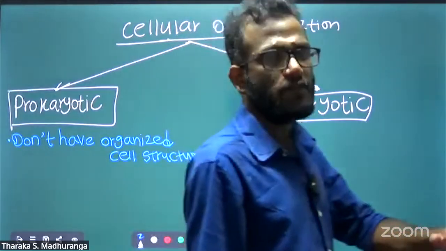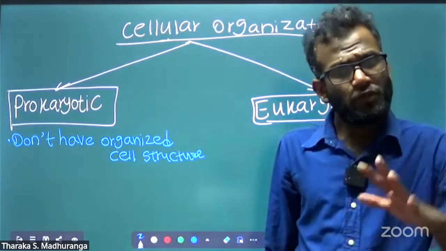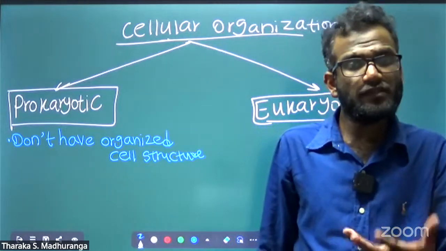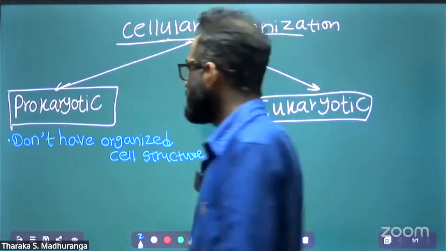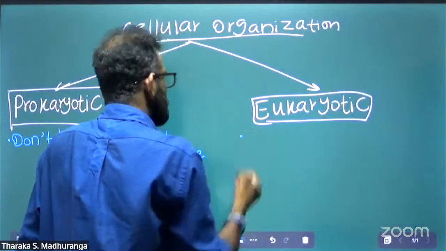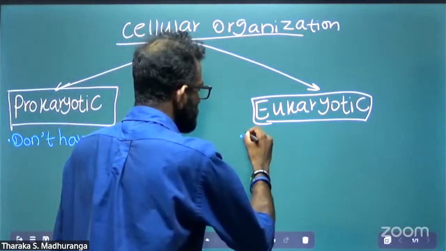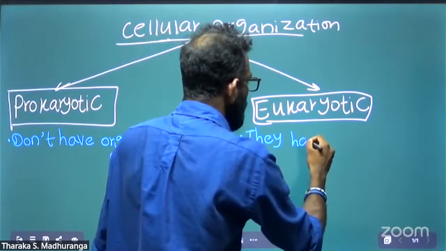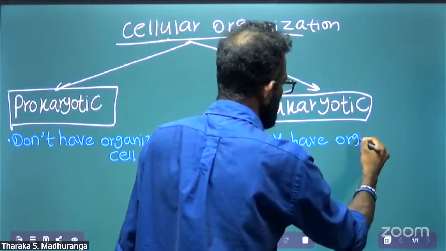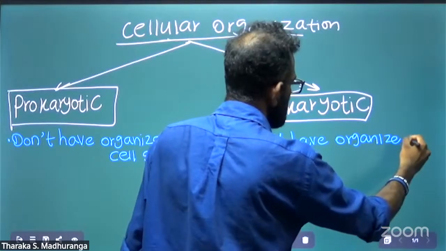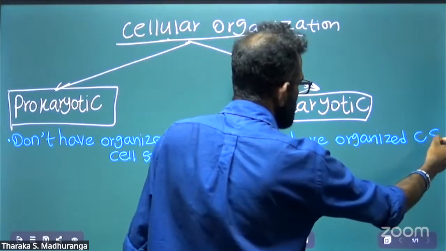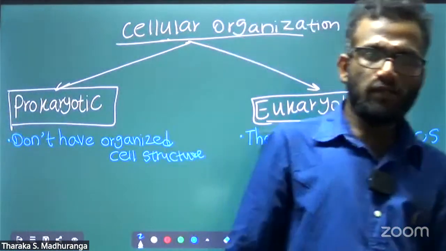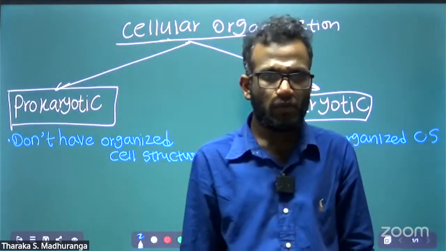That's the main feature. Okay, what is the meaning of eukaryotic? Eukaryotic means their cell organization is organized. Therefore, we can say eukaryotic organisms have organized cell structure. Eukaryotic means they have organized cell structure.